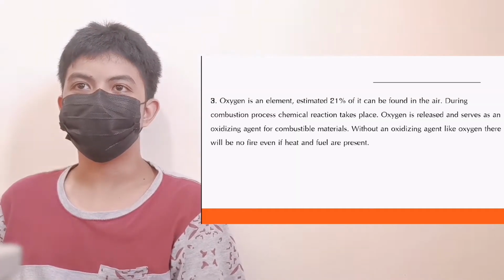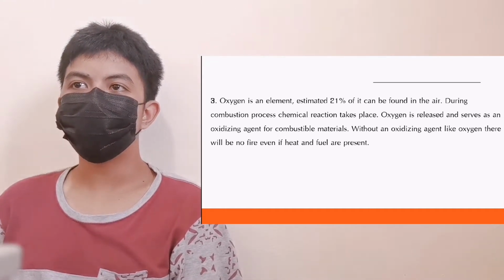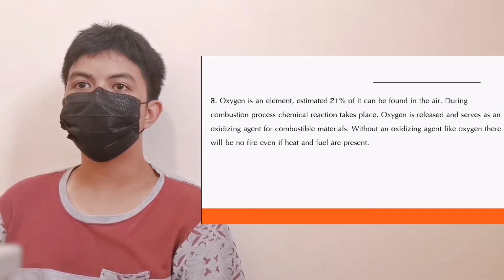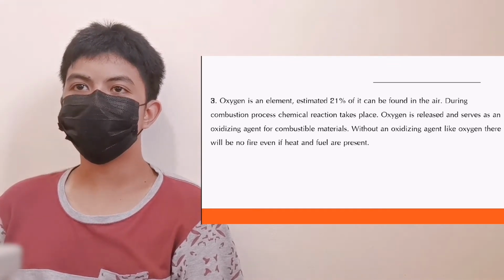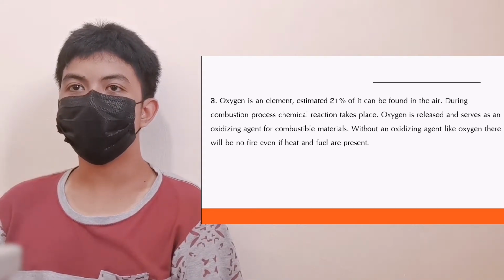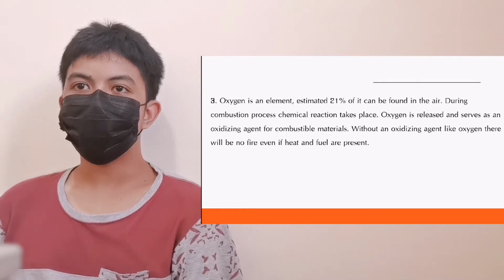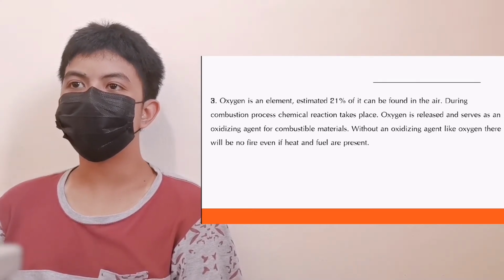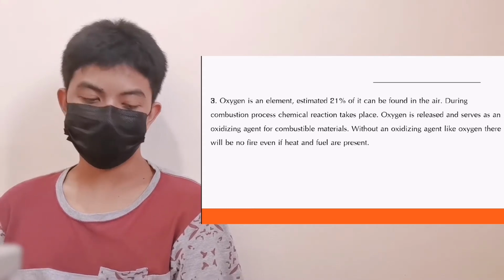Number 3. Oxygen. Oxygen is an element. Estimated 21% of it can be found in the air. During combustion process, chemical reaction takes place. Oxygen is released and serves as an oxidizing agent for combustible materials. Without an oxidizing agent like oxygen, there will be no fire even if heat and fuel are present.